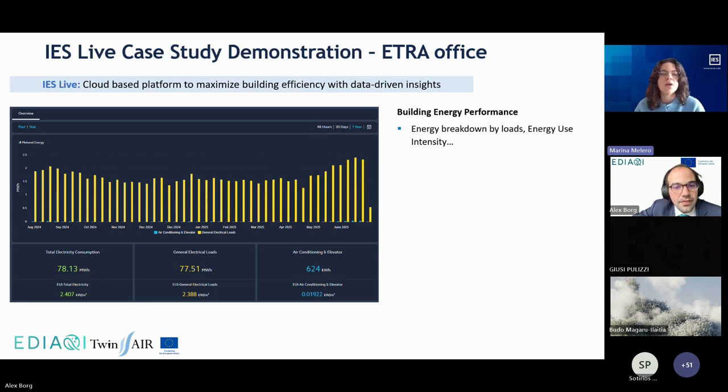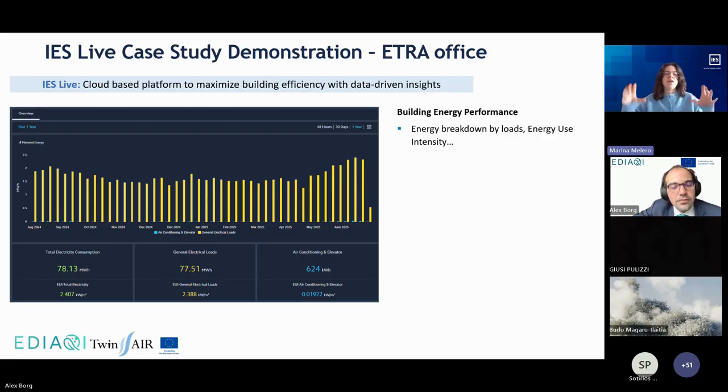Okay, so here I won't go into much detail. I think the images are self-explanatory, but just to give you a bit of context, here we are using IS Live, which is a cloud-based platform developed by IS, and is used to give users access to all data-driven insights and to have a common point of access.